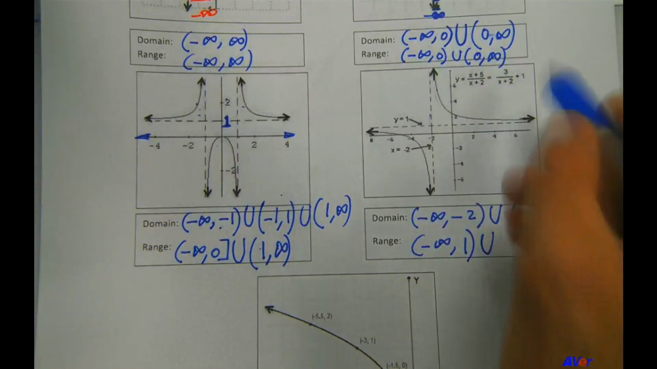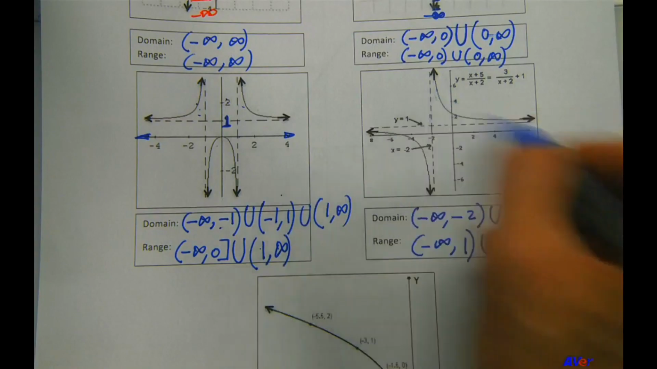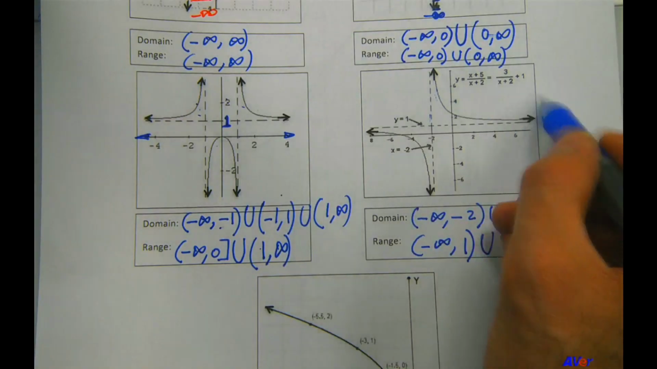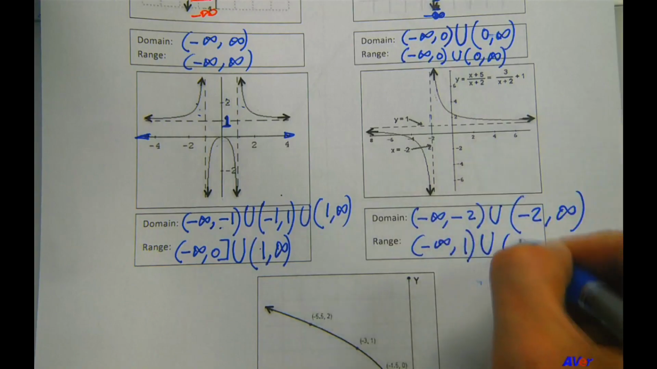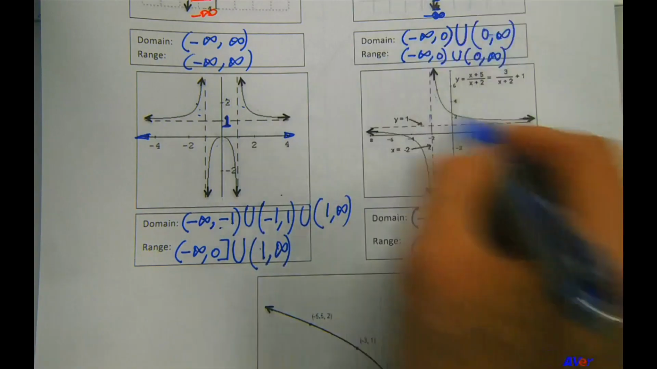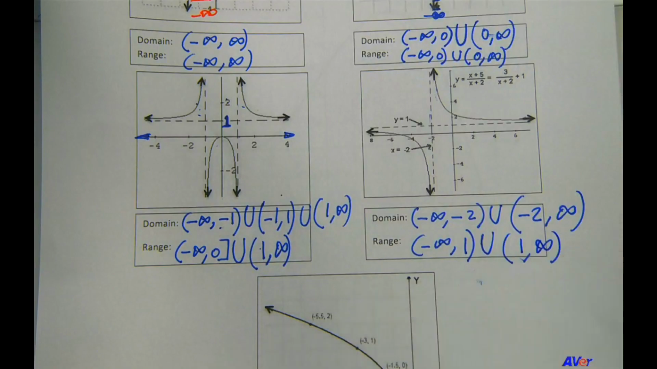So union, the range for the second piece. The range for this piece starts, with respect to the y-axis, right above y equals 1, right? So parenthesis 1, all the way to +infinity, like that.